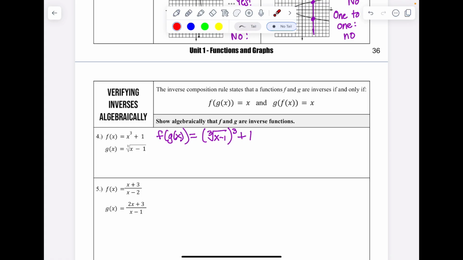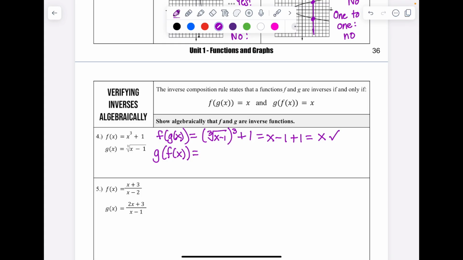So we know that cube and cube root are inverses, opposite operations that cancel out. So we'll just be left with the radicand underneath, which is x minus 1, and then we still have that plus 1. So minus 1 plus 1 cancels to just give you x. So it works in that direction. Now we have to check it in the other direction.